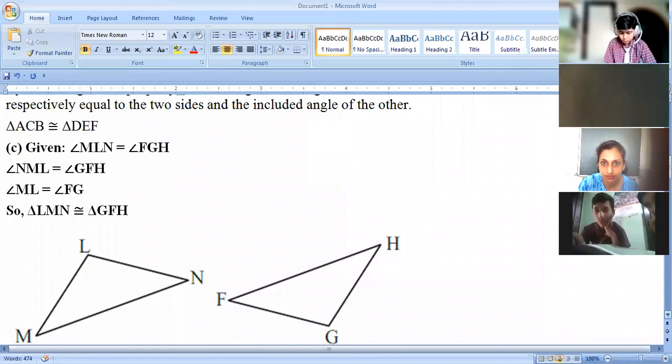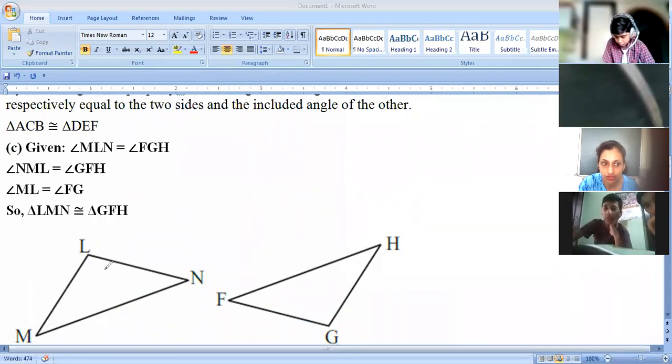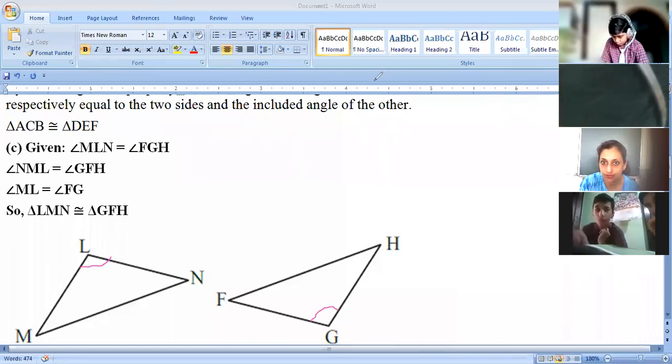Given angle MLN equals angle EGH, angle FGH. So that means you are talking about angle L and angle G. That means angle L and angle G are equal. Yes, ma'am. Angle NML equals angle GFH, which means that angle M equals angle F. Very good. Angle M is equal to angle F. Ma'am, next is ML equals FG.